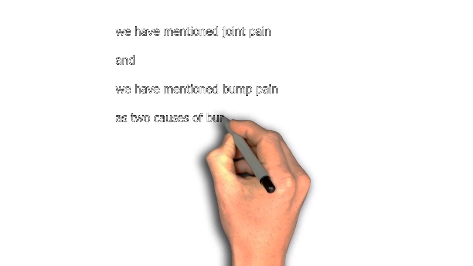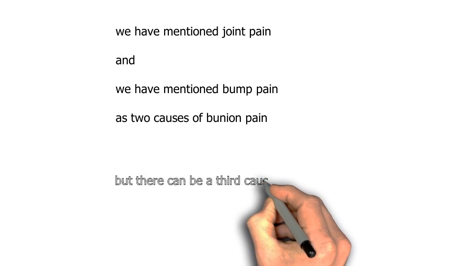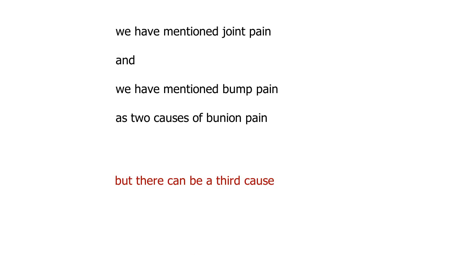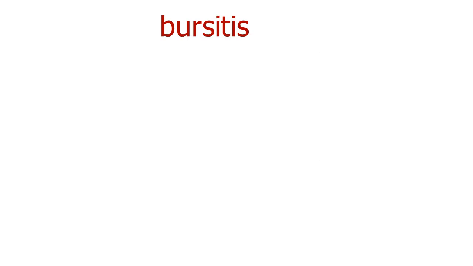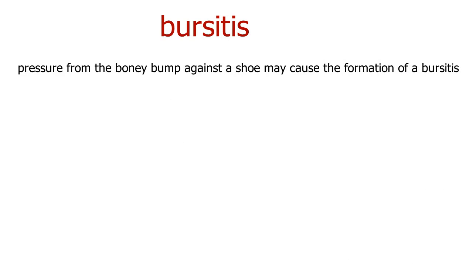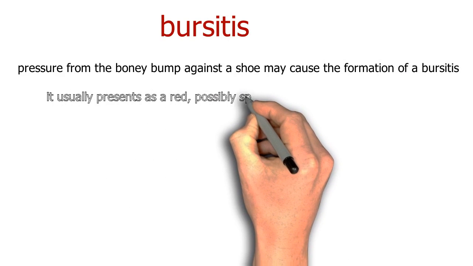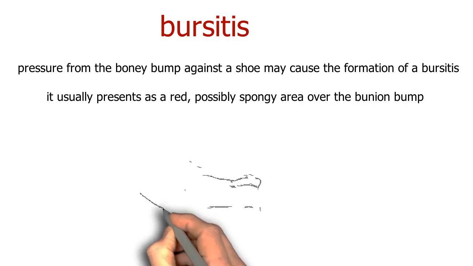We have mentioned joint pain and we have mentioned bump pain as two causes of bunion pain, but there can be a third source, a bursitis. Pressure from the bony bump against a shoe may cause the formation of a bursitis. It usually presents as a red, possibly spongy area over the bunion bump.